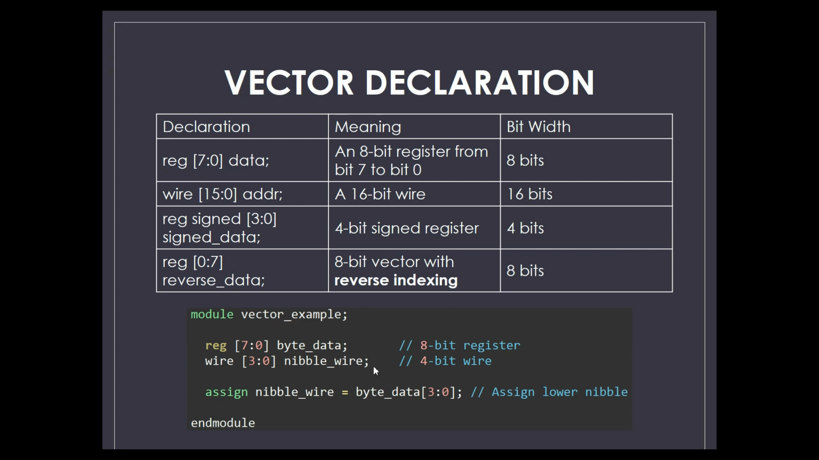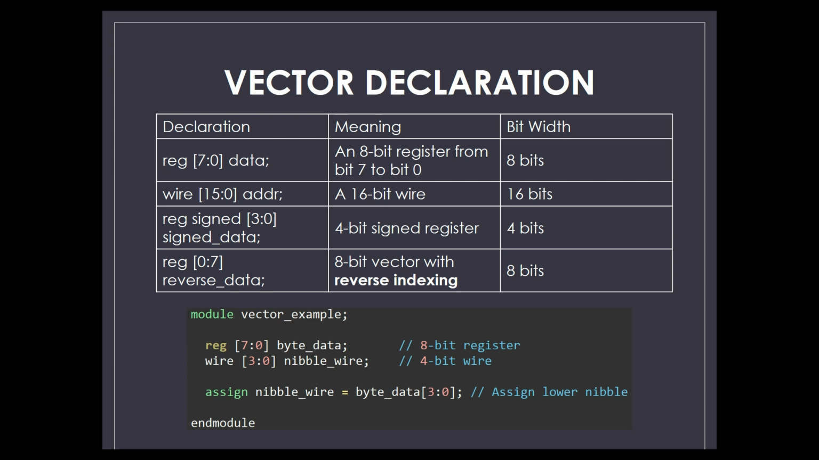Now let's take a look at an example. Here also I am declaring a reg 7 down to 0 byte data and a wire 3 down to 0 nibble wire. I am assigning nibble wire equal to byte data 3 down to 0. What does this mean? This means I am assigning only the lower 4 bits of byte data to nibble wire. As byte data is of 8 bits, but nibble wire is only of 4 bits. So this is called part selection. I can select how many bits I want to assign to nibble wire.